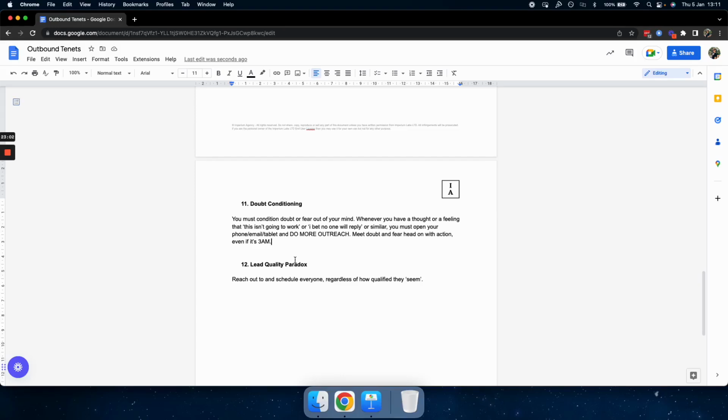Because the only reason outbound won't work is if you don't do enough volume. And the reason you won't do enough volume is because you won't do the work. And the reason you won't do the work is because you're doubtful it's going to work. So that's basically why. And then we have the lead quality paradox, finally.